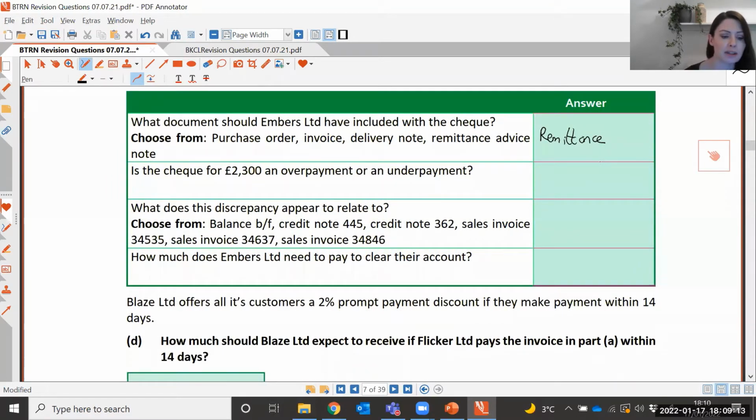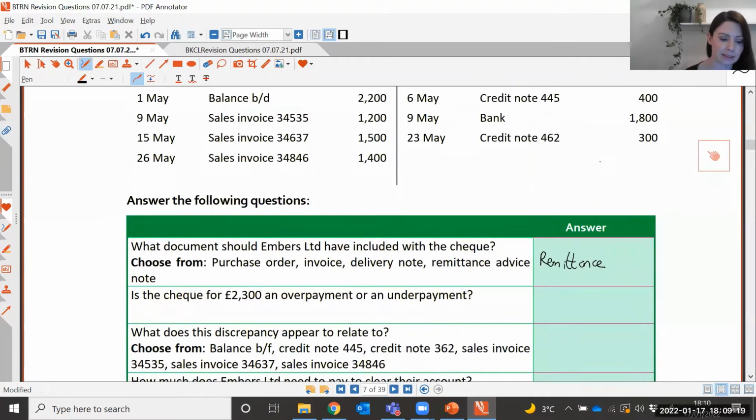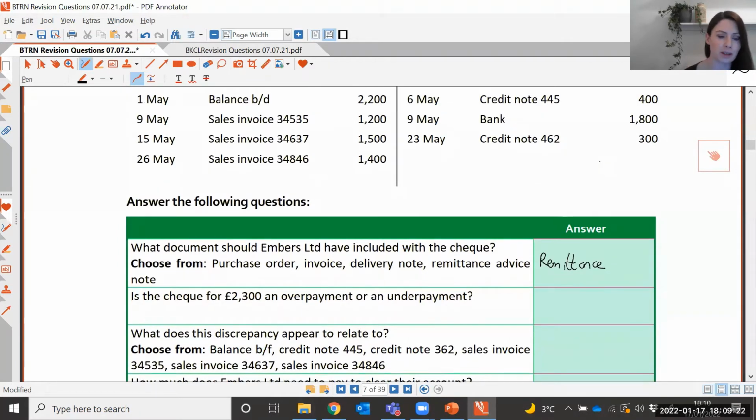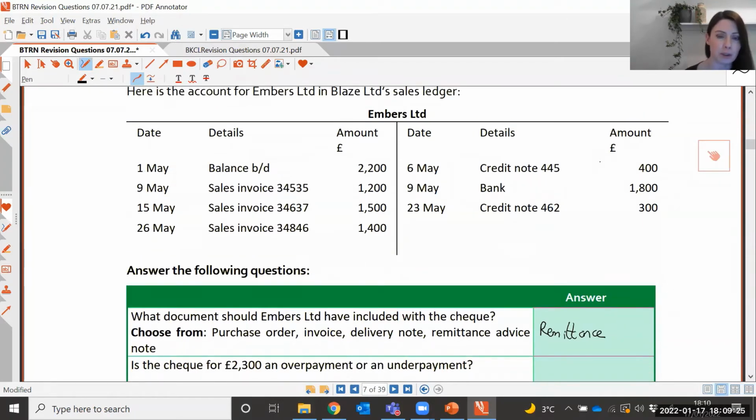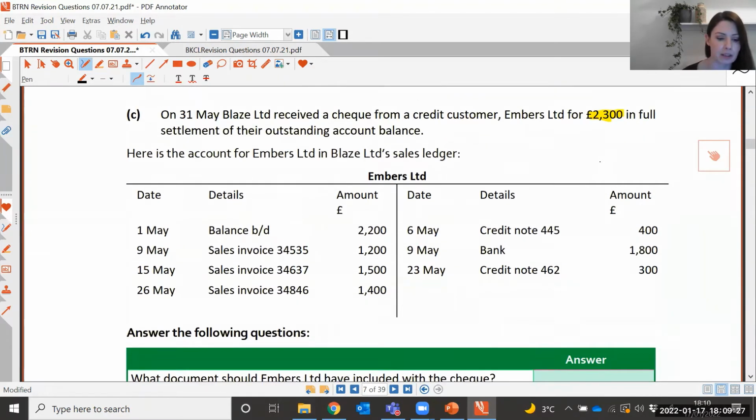So is a cheque for 2,300 an overpayment or an underpayment? And then we need to find out what the discrepancy is. So this is quite typical of a question that you may get in the exam. So with this type of question, what would be the first step in answering it to find out whether or not this 2,300 is an underpayment or an overpayment? Yeah, good, excellent. Yeah, we need to balance off the T account. So we need to find out how much Embers Limited actually owes. So how would we do that?